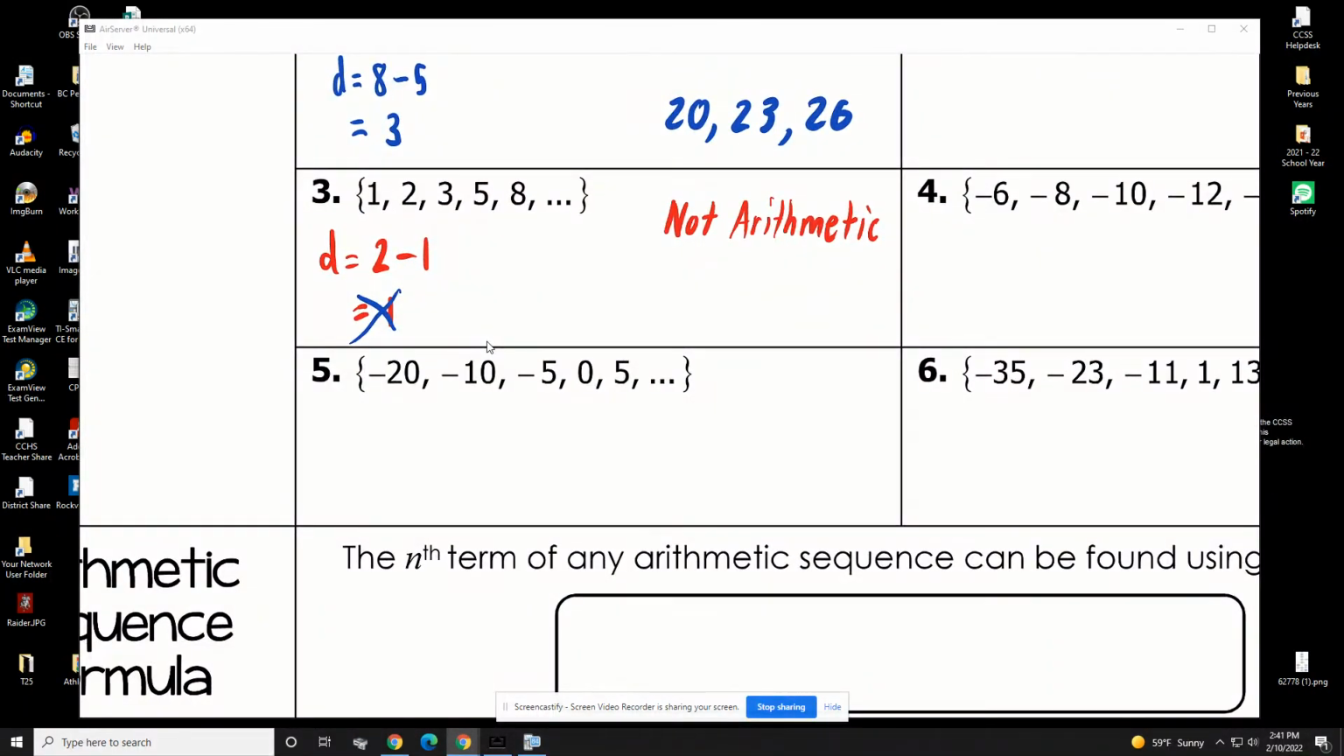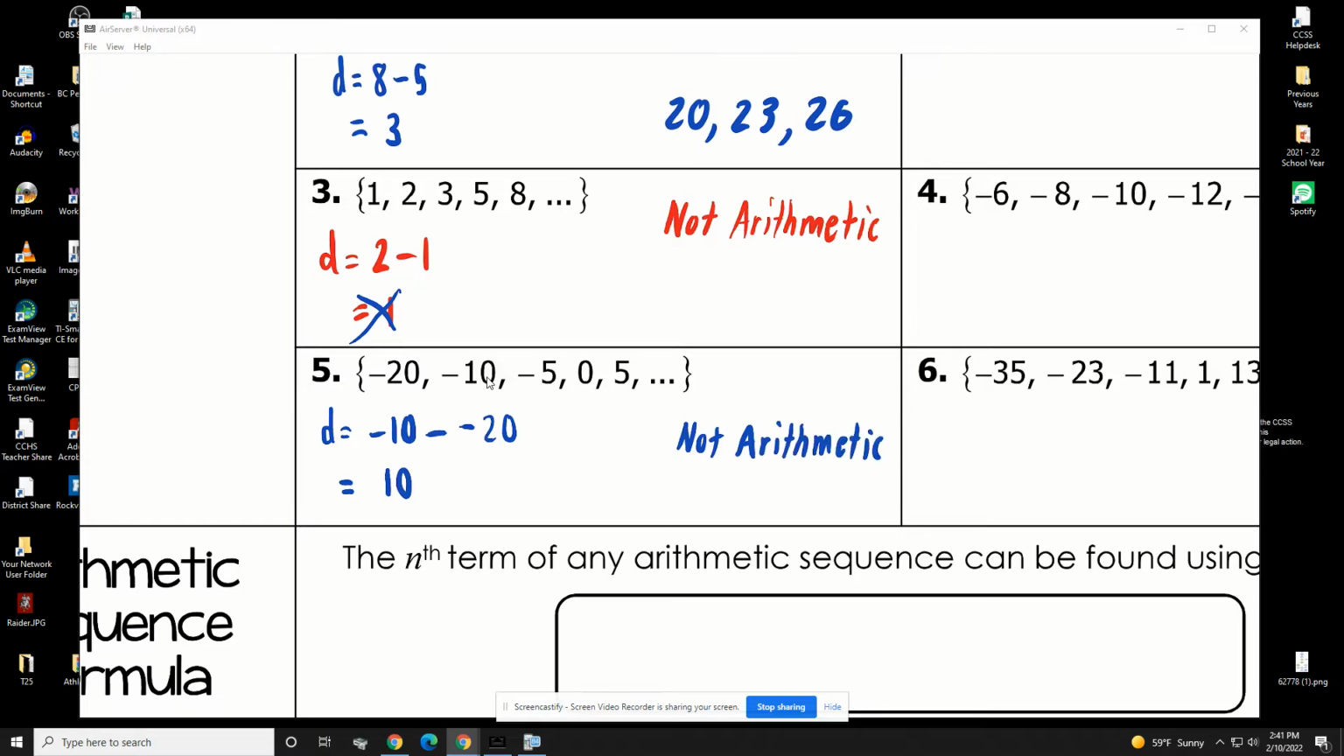Okay, look at number 5. This one might be a little more tricky because we're having to deal with negatives. But please remember, you always take your second term, that's negative 10, and you subtract your first term, which is negative 20. Now I know that that's minus a negative. What happens with minus a negative? It turns to adding, so negative 10 plus 20 is a positive 10. We want to double check to see if this is adding 10 every time. Well, negative 10 plus 10 is 0, not negative 5. So this one also is not arithmetic.